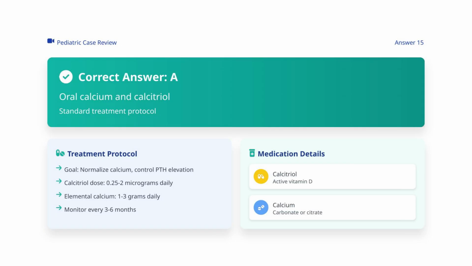Standard treatment combines oral calcium supplementation providing 1 to 3 grams elemental calcium daily with calcitriol 0.25 to 2 micrograms daily. Parathyroid hormone injections are ineffective due to end-organ resistance. Treatment goals include normalizing serum calcium and controlling parathyroid hormone elevation. Intravenous calcium is reserved for symptomatic hypocalcemia or acute presentations. Regular monitoring every 3 to 6 months ensures adequate control. Thiazide diuretics may reduce urinary calcium losses, minimizing nephrocalcinosis risk.